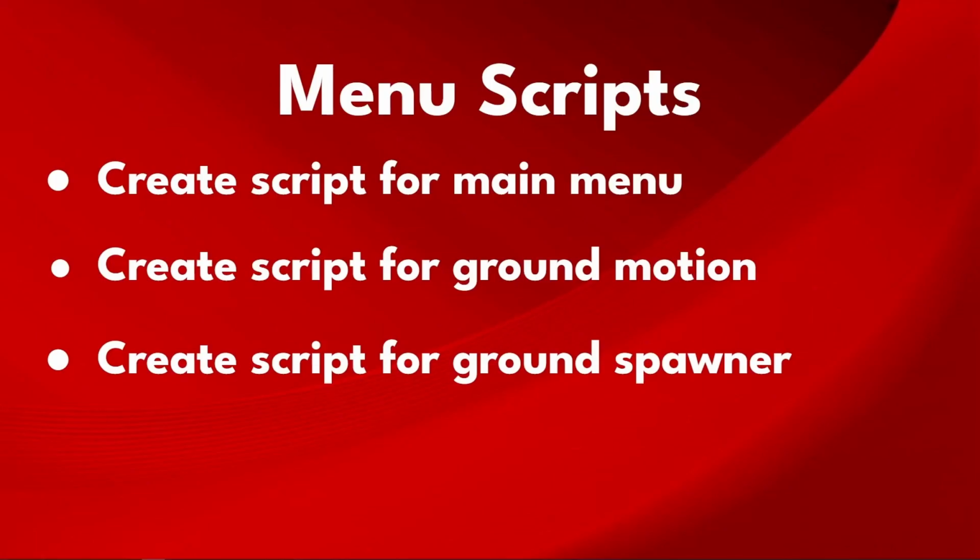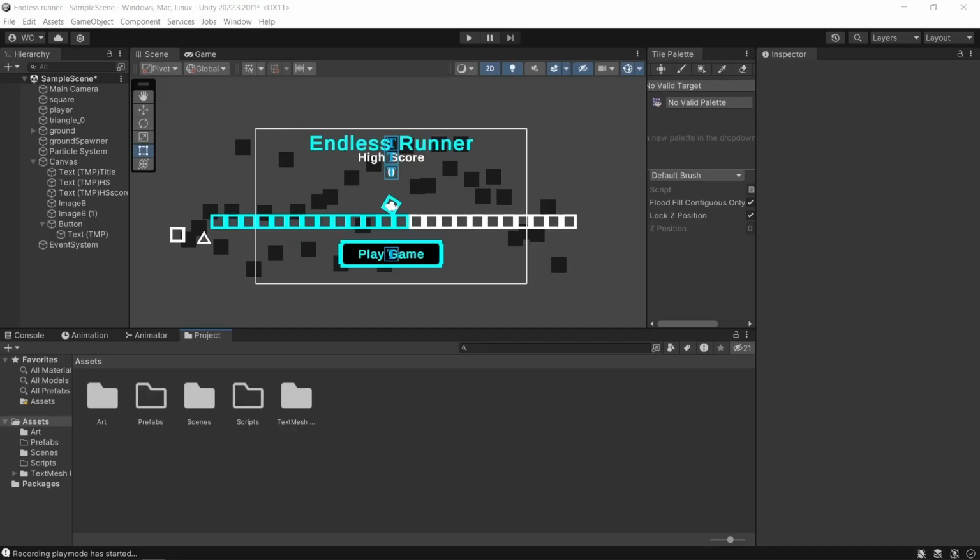All right, so in this section, we're going to go ahead and create the scripts for our menu. We're going to start off creating one for the main menu itself. Then we're also going to create one for the ground motion, and then another one for the ground spawner. Let's go ahead and jump right in. All right, let's go ahead and get started.